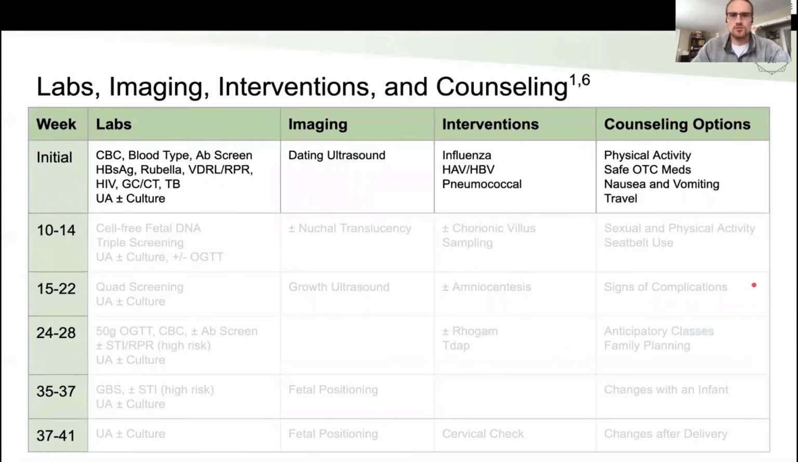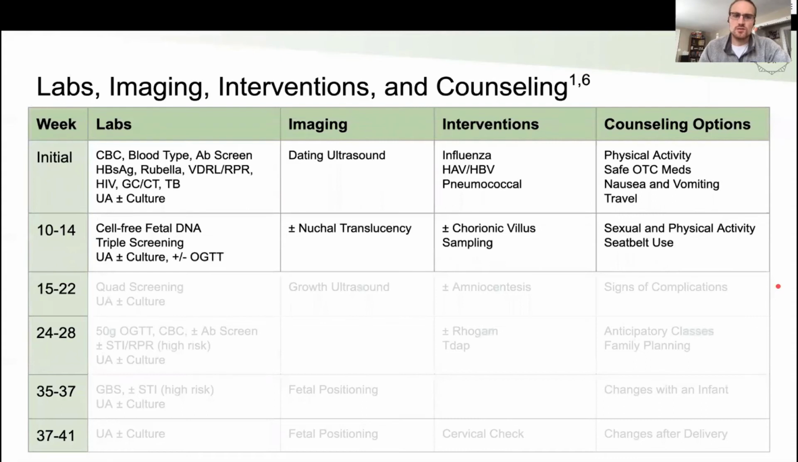So kind of just walking through what you do on these prenatal visits based on the time of the pregnancy. I'm not going to talk through everything on this table. Feel free to pause the video after we reveal it all and take a look at it, take a screenshot, do whatever you like with it. So in the initial visit, we're going to get some of the lab work we talked about, do a dating ultrasound. If it's flu season, do influenza, do some of the vaccinations, and start the process of counseling.